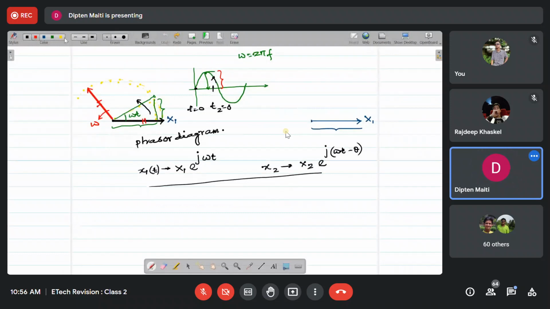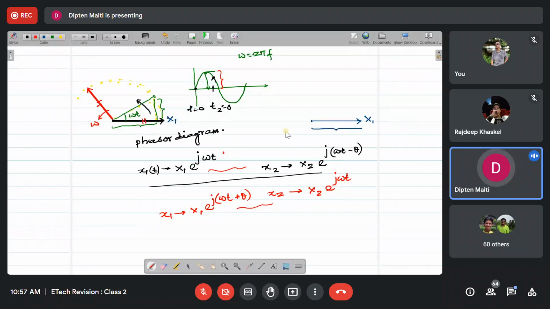Now someone can also write, let me use a different color, if you represent x2 by x2 e to the power j omega t, then in that case x1 should be defined as e to the power j omega t plus theta. It does not make any difference. Here also, by using this, x2 is lagging, and by using this, you can say x1 is leading.